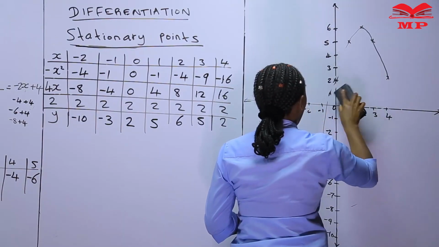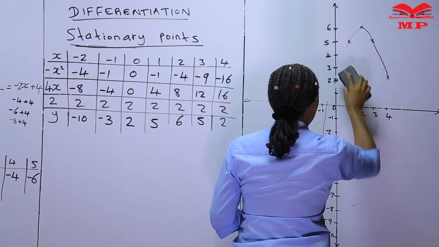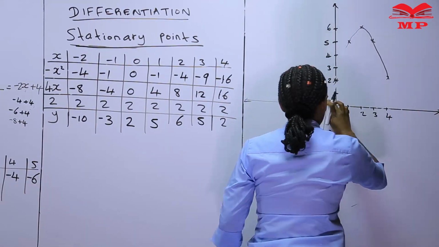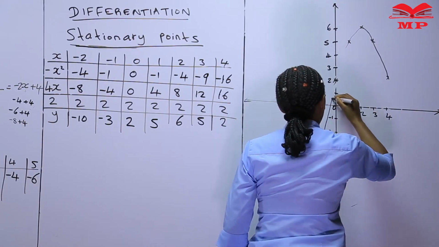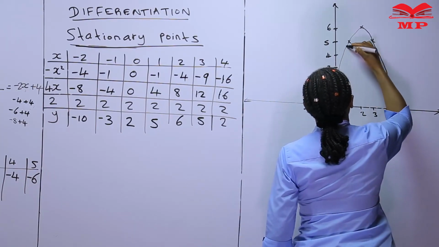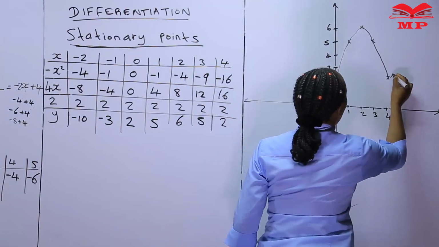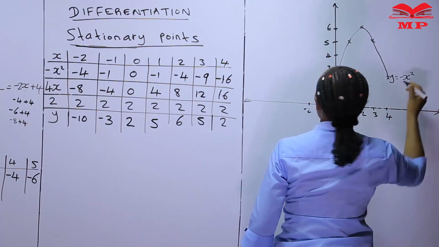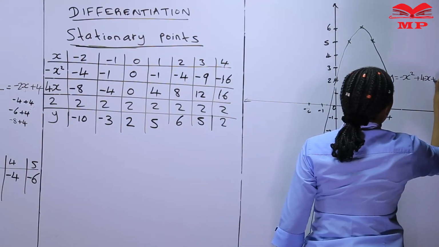So we had a point here. That is, the point is here. That is for (0, 2). So we have from this point all the way to here. Then we move on to that point. So the equation of this curve is y equals negative x squared plus 4x plus 2.